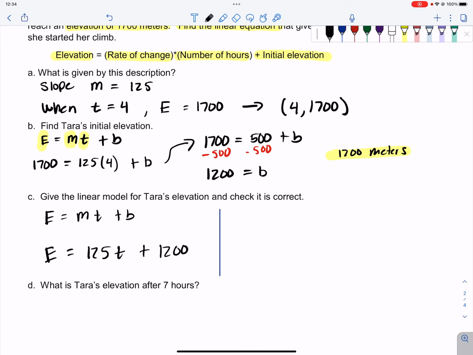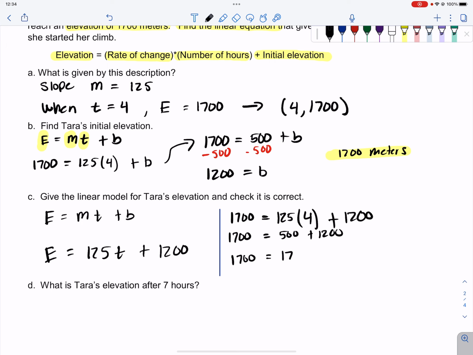So if I replace E in my equation that I have here with 1,700, 1,700 is equal to 125, and then replace t with 4 from that ordered pair, plus our initial amount of 1,200. And we get that 1,700 is equal to 500 plus 1,200. So 1,700 is equal to 1,700. So that matches out. It works. Everything seems good.